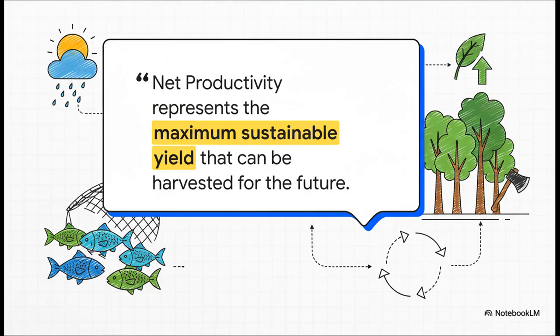This quote right here gets straight to the heart of it. Net productivity isn't just some number in a textbook. It is a physical limit. It represents the maximum sustainable yield, the absolute most we can take from a system, whether it's fish from the ocean or trees from a forest, without wrecking its ability to bounce back.